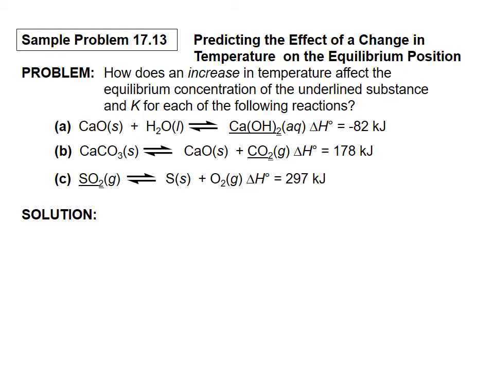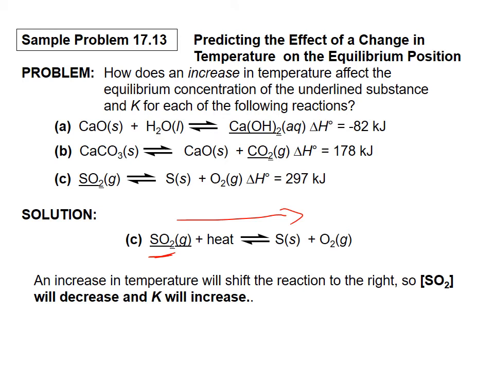In C, the delta H is positive, similar to B, so you add heat as a reactant. It's an endothermic reaction. When temperature is increased, the reaction favors the endothermic reaction, which is the forward reaction. So it goes forward, and the underlined substance, the reactant, will be consumed, and therefore it will decrease. So the SO2 decreases, but the equilibrium constant increases because it favors the forward reaction, increasing product, and therefore K increases, but the reactants decrease.